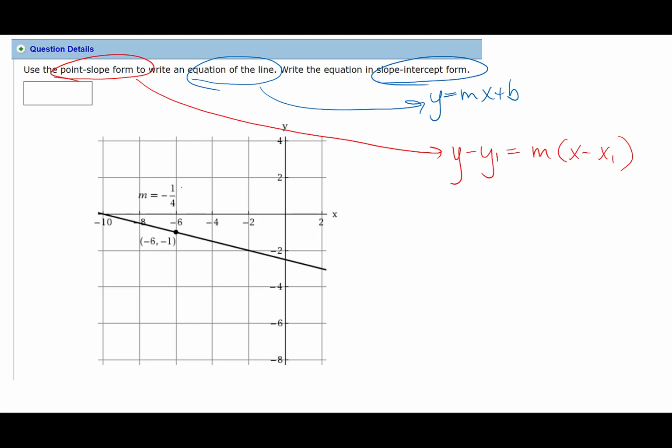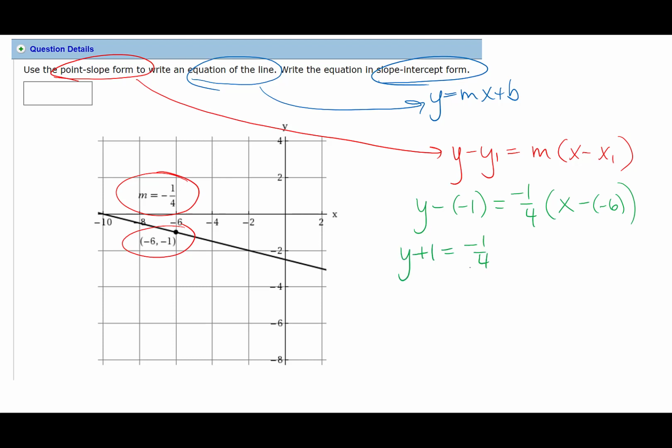Okay, if you look at this picture, you have a slope of negative 1/4 and an ordered pair negative 6, negative 1. So we'll take those values and substitute it into the point slope form. Y minus negative 1 equals negative 1/4 times x minus negative 6. Now we'll just simplify. Right now this will be y plus 1 equals negative 1/4 times x plus 6.